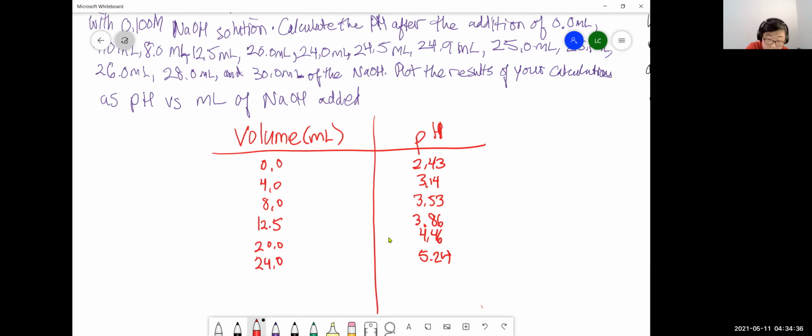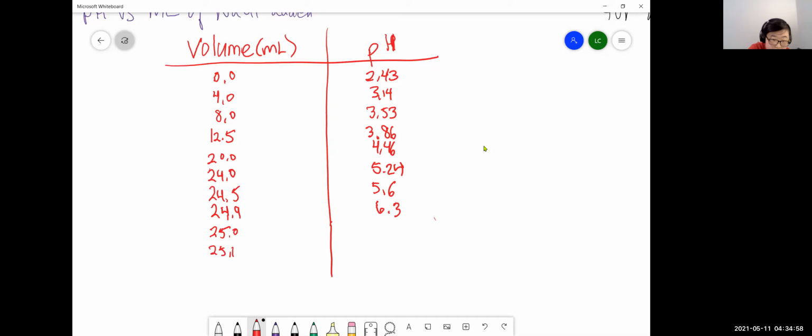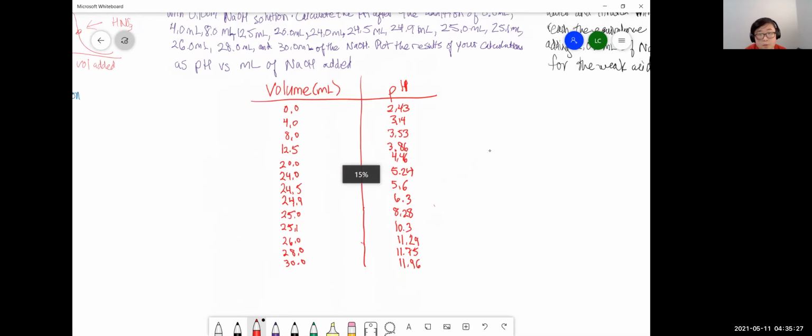At 24.9, you get 6.3. And then at 25.0, you will get 8.28. At 25.1, you get 10.3. At 26, you will get 11.29. At 28, you get 11.75. And at 30, you should get 11.96. So those are the solutions right there.